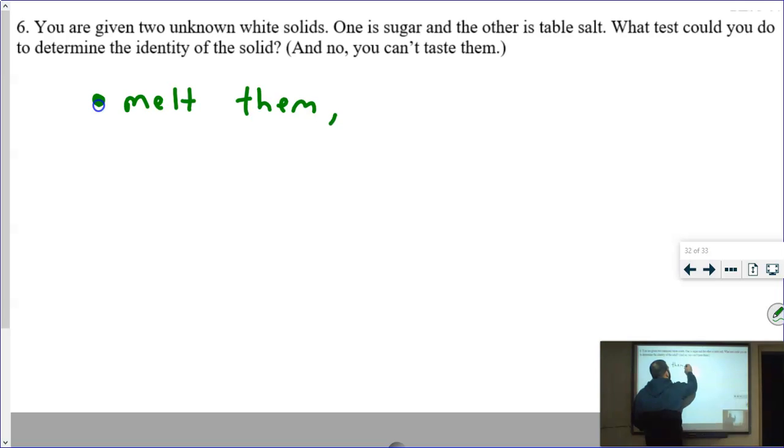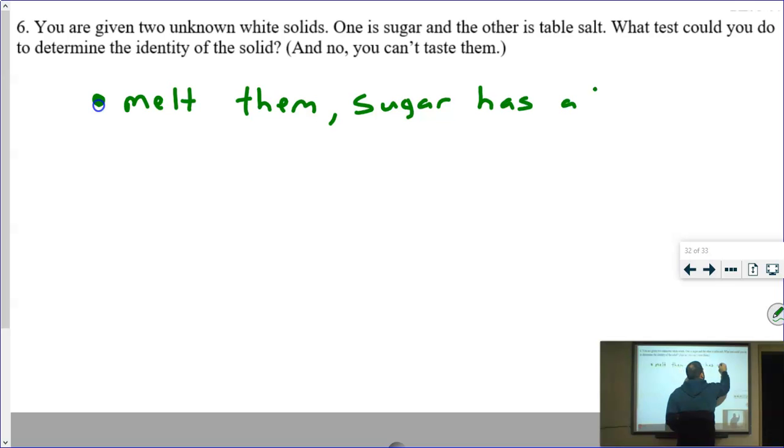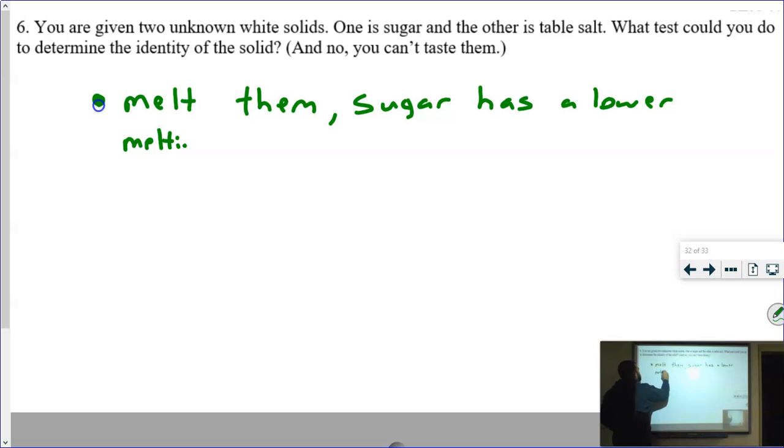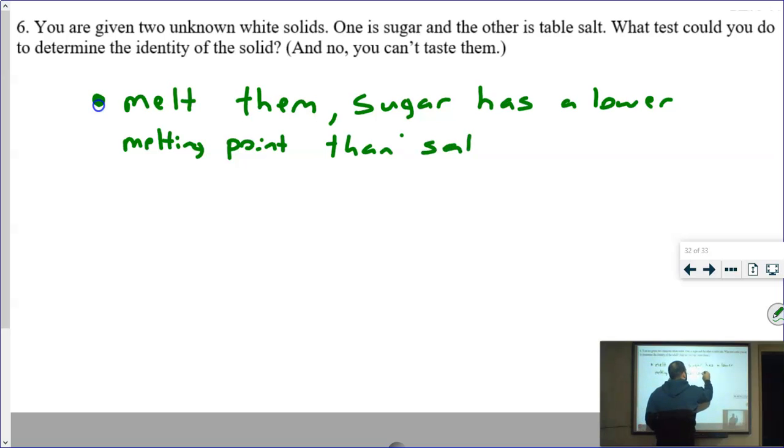Sugar has a lower melting point than salt. Sorry for that random dot. Okay? Do a melt test. It's called a melting point test. That's a real test. You can totally do that. Sugar's going to melt first, salt would melt later. And again, it's going to take a lot to try to melt salt. It's a pretty high melting point. So melting point, that's going to be a difference.